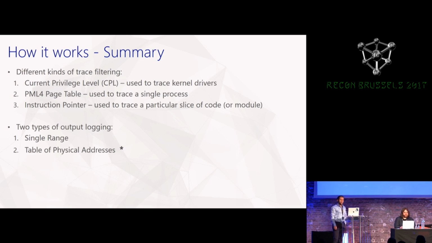The output logging is done directly in memory, in physical memory. That's why we need a driver to manage that. And the logging could be implemented in two ways. The first one is single range. There is a circular buffer, and the trace is always written in the same place in memory. The second type is the table of physical addresses, also known as ToPA.